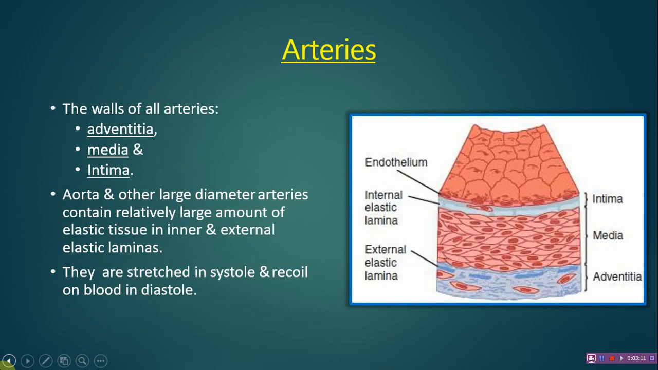Now coming to the arteries. As you see from the figure, the walls of all the arteries have an outer layer of connective tissue called the adventitia. The middle layer of smooth muscle is called the media, and the inner layer is called the intima. The intima is made up of endothelium and underlying connective tissue. The aorta and other large diameter arteries contain a relatively large amount of elastic tissue in the inner and external elastic laminas. They are stressed in systole and recoil on blood in diastole.